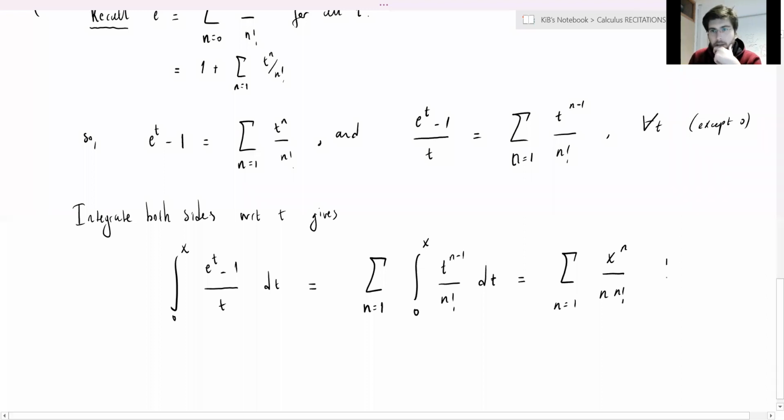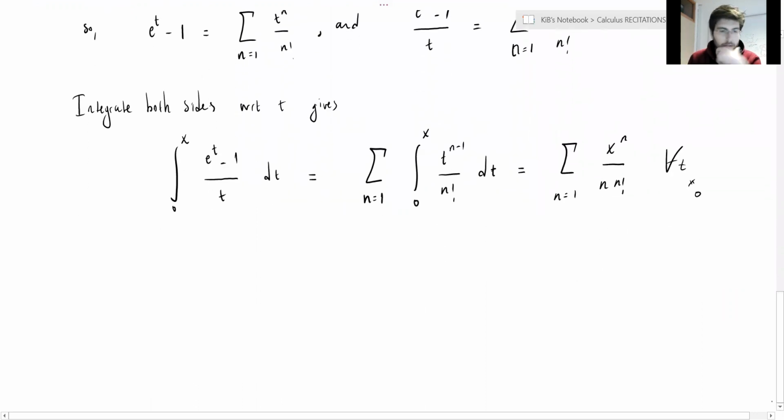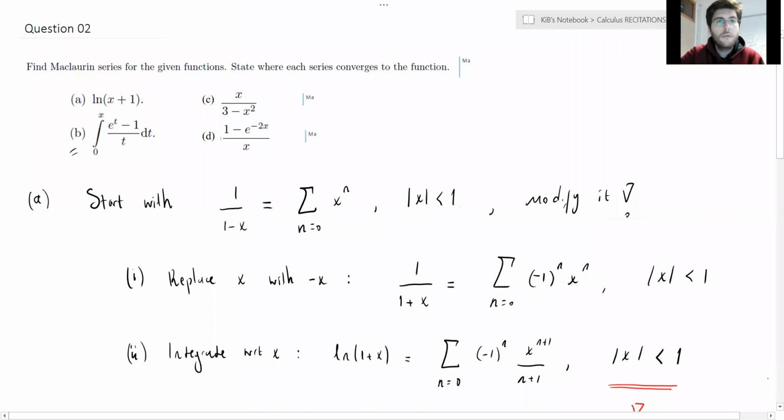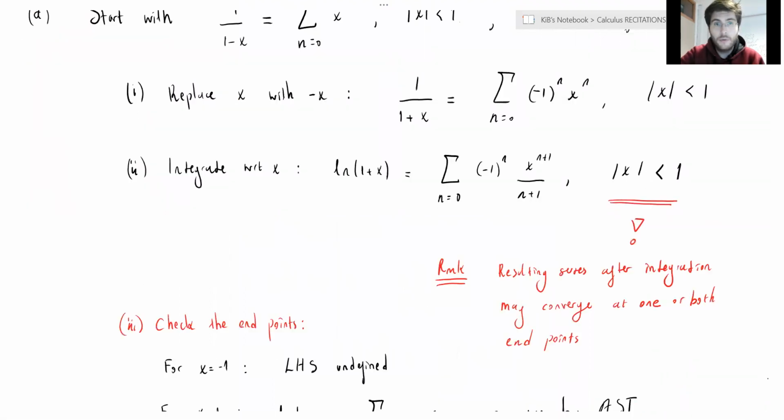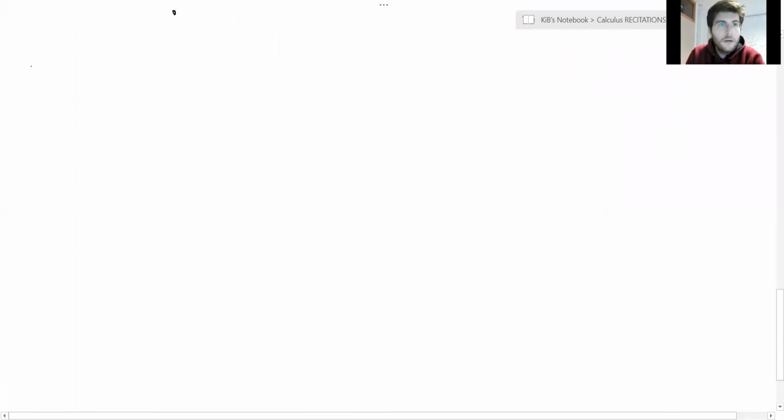Okay, and then for all t. Okay, fine. Not 0. So that's all. So let's see. Let's look at the other parts. So what was it? So part C, x divided by 3 minus x squared. Okay, let's see, part C.